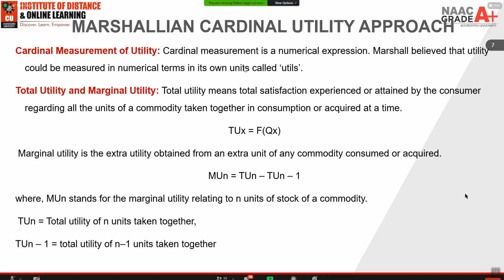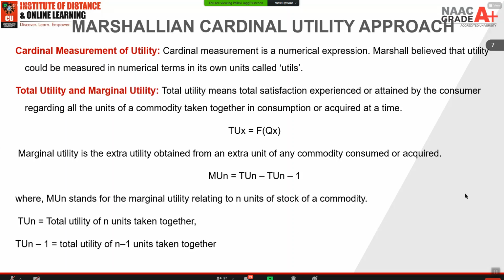So first of all, the Marshallian cardinal utility approach. What is cardinal measurement of utility? That we have discussed. This is a numerical expression. Under this, utility can be measured in numerical terms, which we call as what? Utils. Now this utility concept has two parts: total utility and marginal utility.